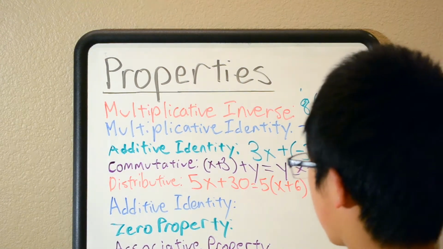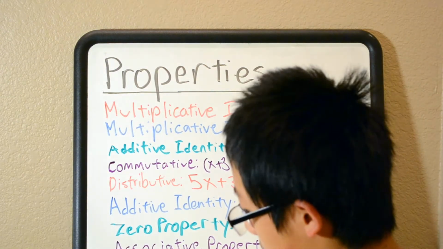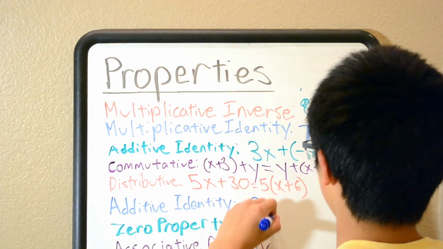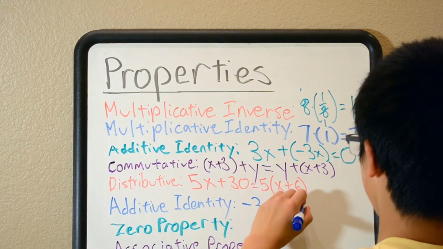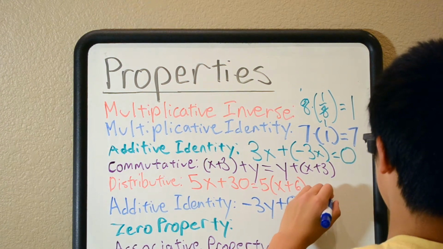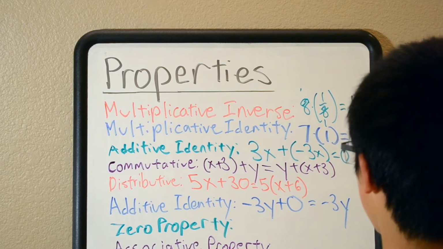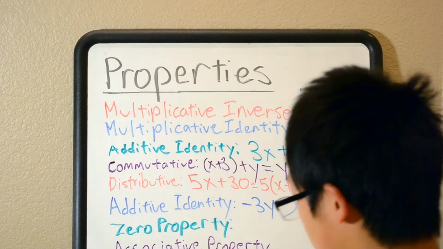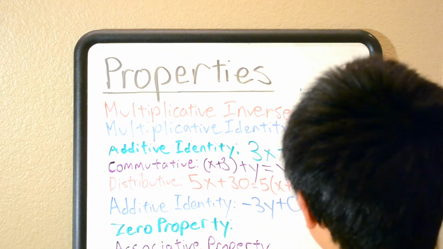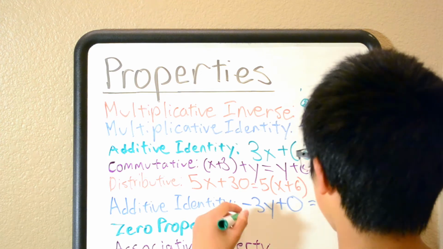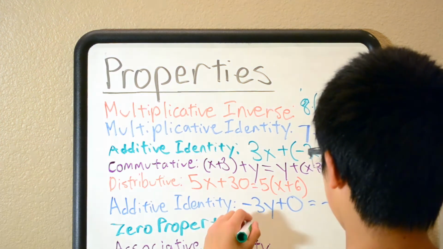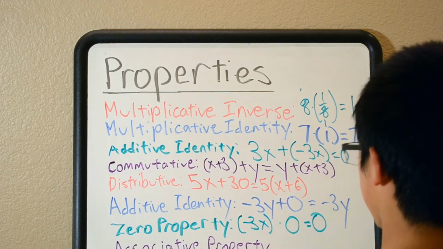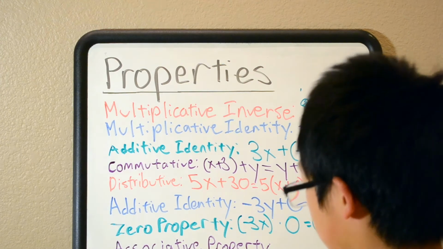And now the additive identity property. It means when some number added plus 0 is equal to the same number. So negative 3y plus 0 is still equal to negative 3y. And now the zero property. The zero property means that when something is multiplied to 0, for example, negative 3x times 0, the answer is always 0.